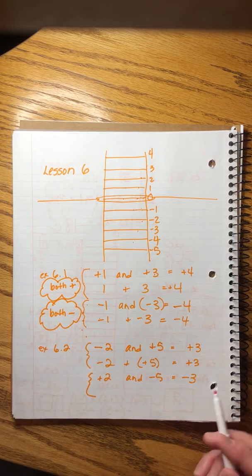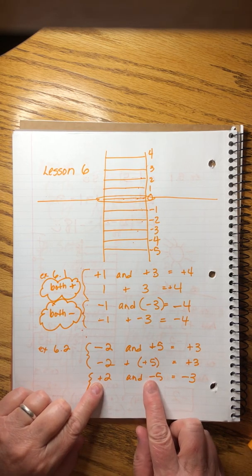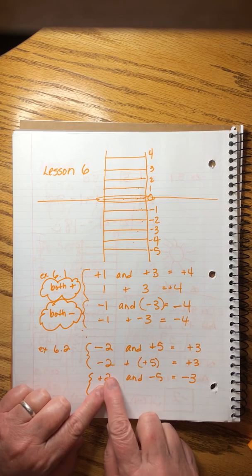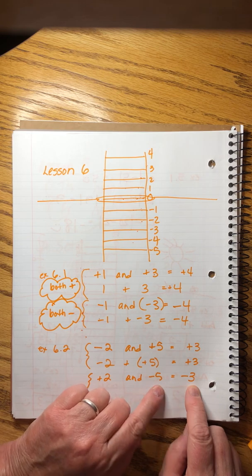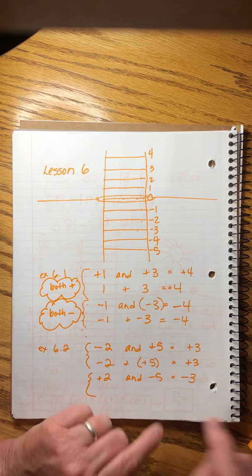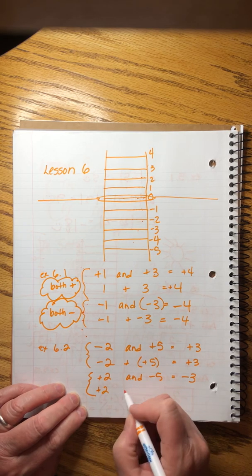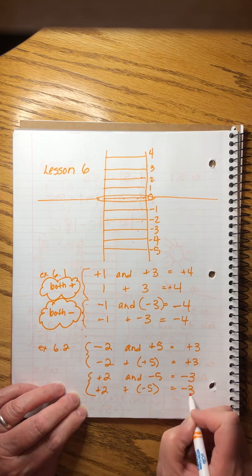Okay, now let's look at the rule. It works the same way. We notice that they have different signs. So we look at just the number. We take the difference between the number 5 and 2, that's 3, and we give it the sign of the larger number, that's negative. So we can say positive 2 plus minus 5 equals minus 3.